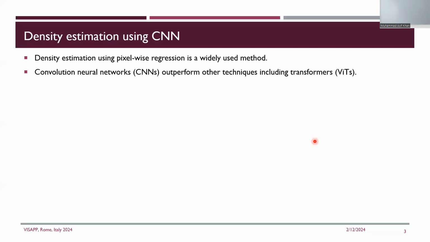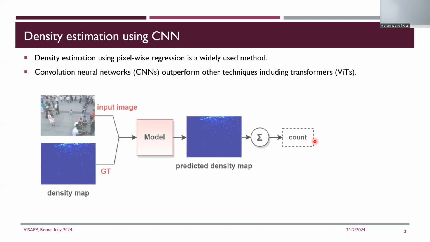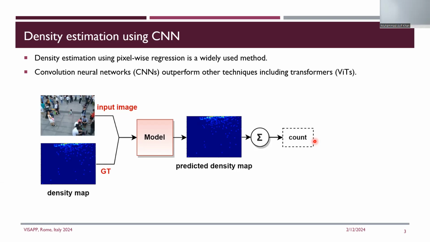The de facto and most widely used method for crowd counting is density estimation, which uses convolution neural networks or CNNs. Density estimation is actually a pixel-wise regression method used for crowd counting, and CNN so far outperforms all other techniques and density estimation methods, including the vision transformers, which have been recently introduced for computer vision tasks. This figure shows how we can use a CNN model in the density estimation method for crowd counting.